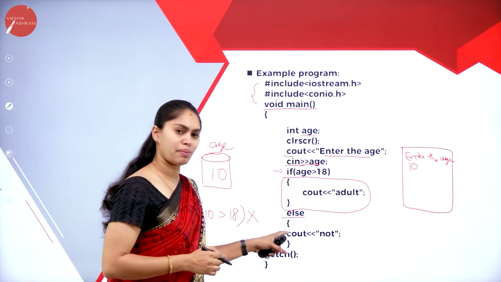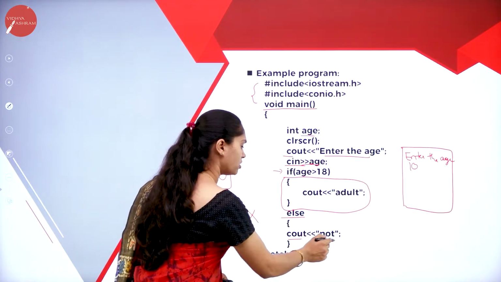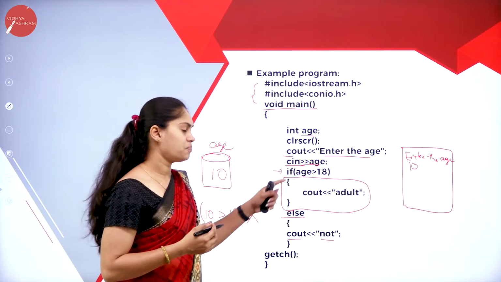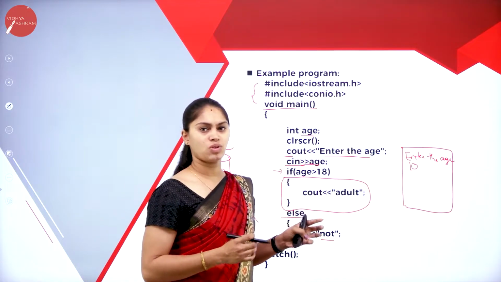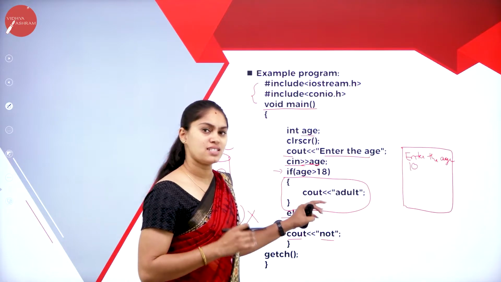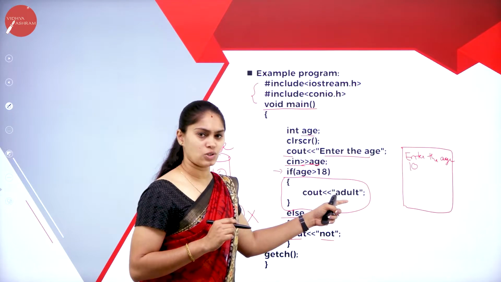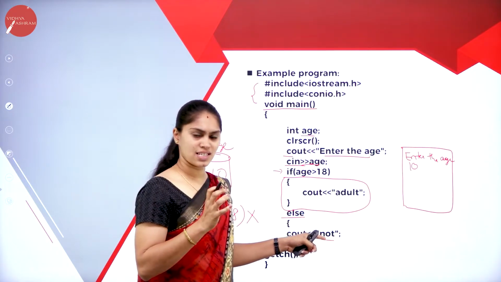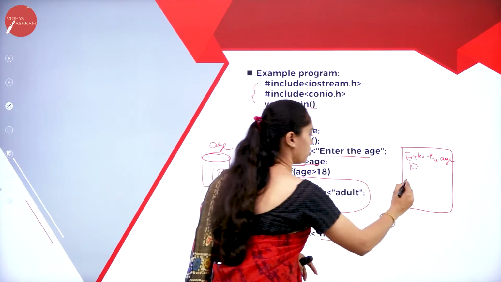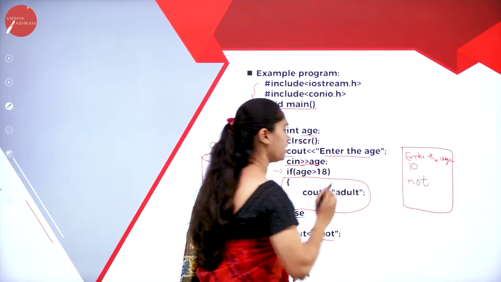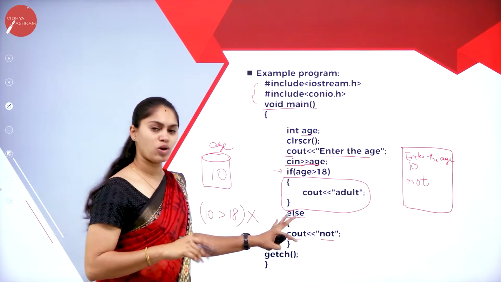What is there in the else part? cout, not. We are checking whether the person of the given age is an adult or not. If the age is greater than 18, then we consider them an adult. Otherwise it will just display not. So this is one scenario.